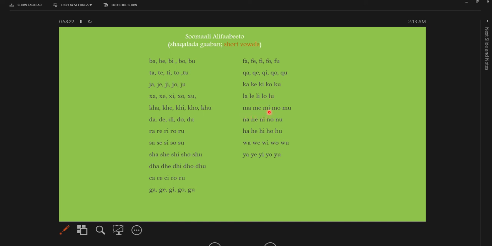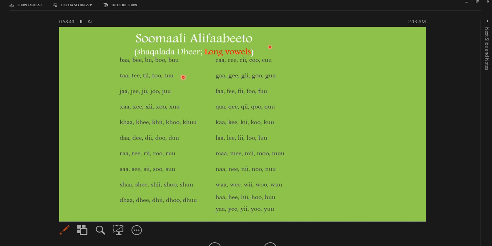Ma, me, mi, mo, mu. Na, ne, ni, no, nu. Ha, he, hi, ho, hu. Wa, we, wi, wo, wu. Ya, ye, yi, yo, yu. Somali alphabet. Shaqalada dheer, long vowels combined with consonants again. That one was short. This is long.